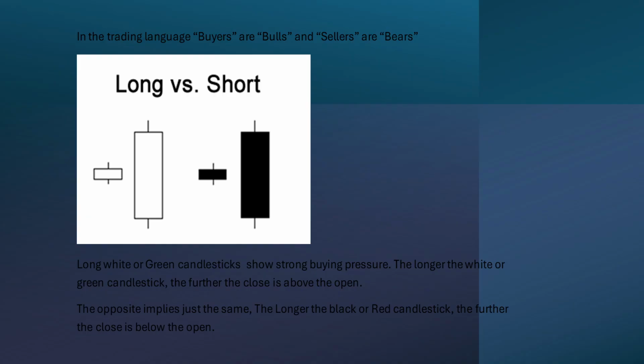Now, in trading language, buyers are bulls and sellers are bears. Below we have an example of the long and short of the bear and the bull candle. Long white or green candles show strong buying pressure. The longer the white or green candle is, the further the close is above the open. Now, the opposite implies just the same. The longer the black or red candlestick, the further the close is below the open.